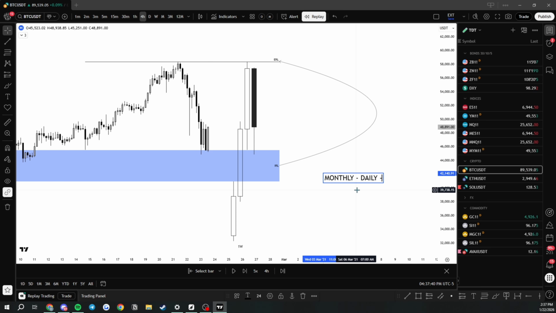So monthly, daily, 1 hour, weekly, 4 hour, and then the 15 or 5 minute, but it's usually the 15 minute, and then daily, 1 hour, and the M5 or 1. Which, if you're going to be trading on the 1 minute, better make sure you know what you're doing because the 1 minute is difficult to trade.